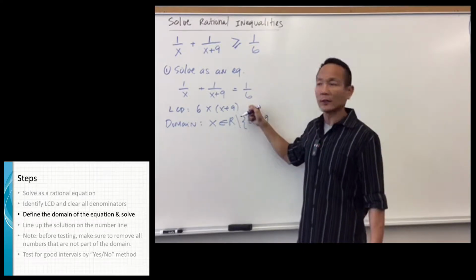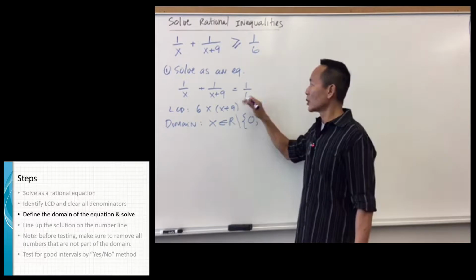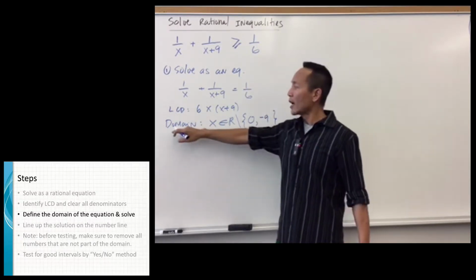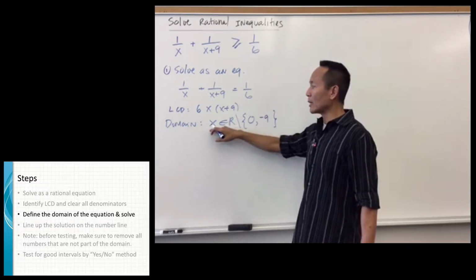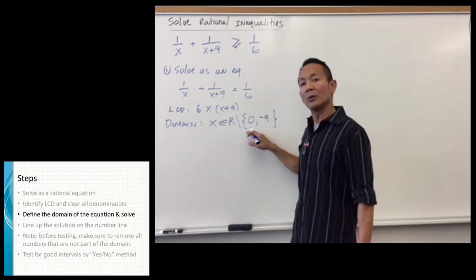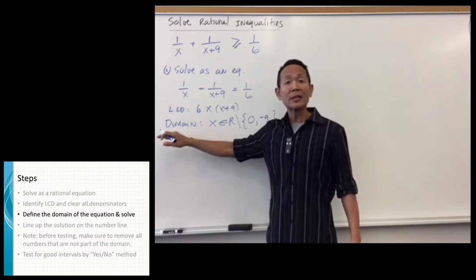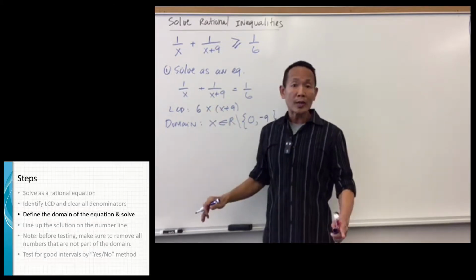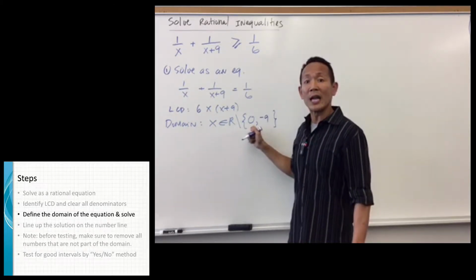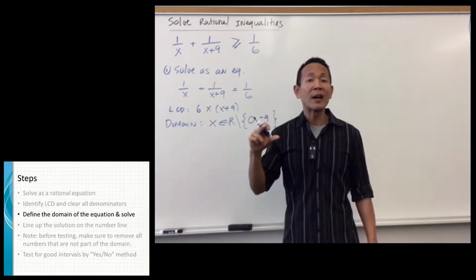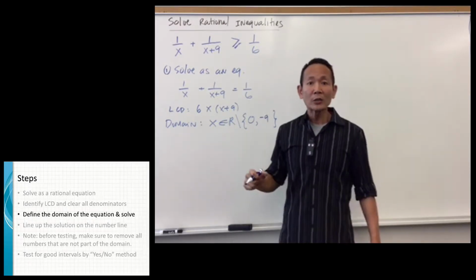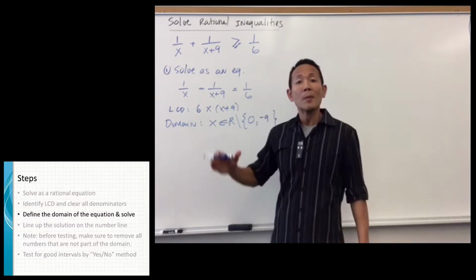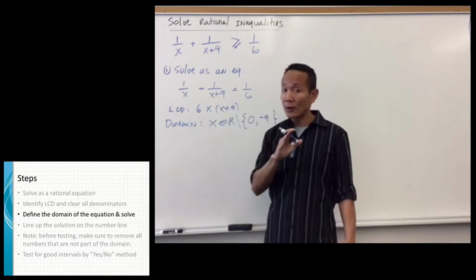Except for this, I have 1 over 6, no variable, so you don't have to worry about it. So this is good. The domain of this rational equation would be all real numbers except 0 and negative 9. Why do we have to define the domain? Because if after solving for x, the solution happens to be either 0 or negative 9, then we have to identify it as extraneous. An extraneous solution is a solution that would make the denominator 0 and make the whole thing undefined. So watch out for those.